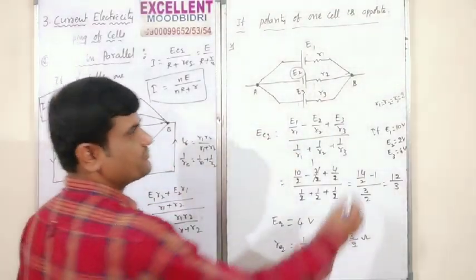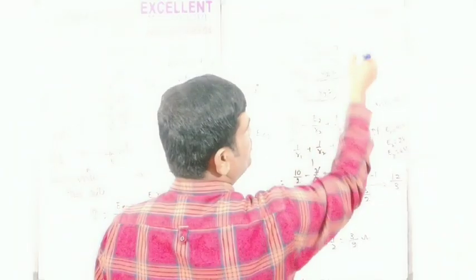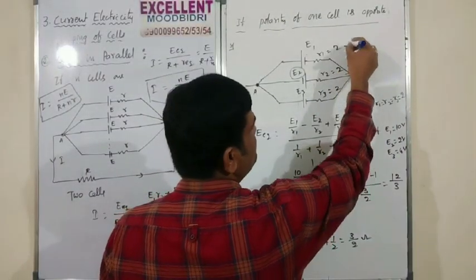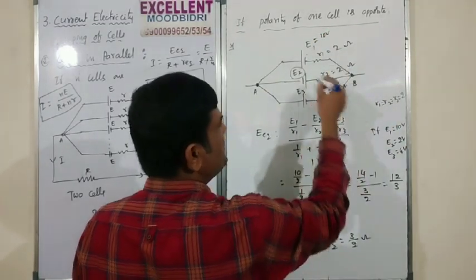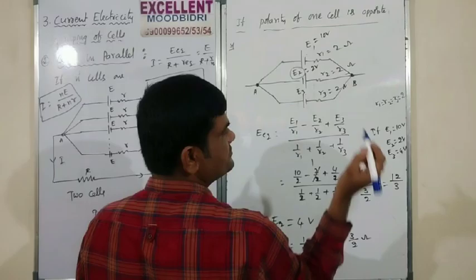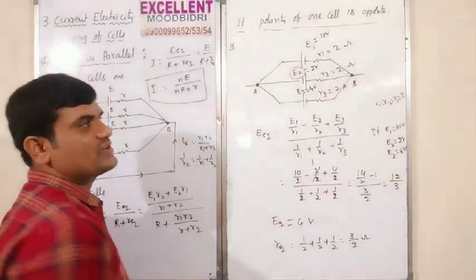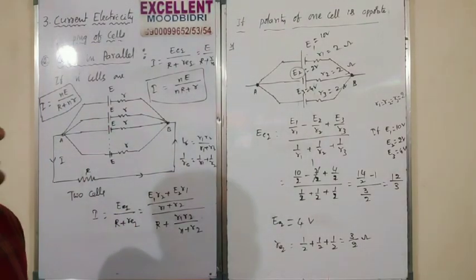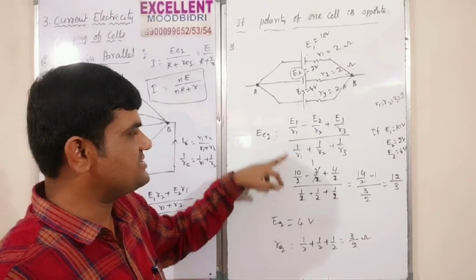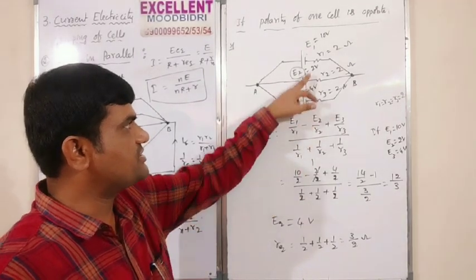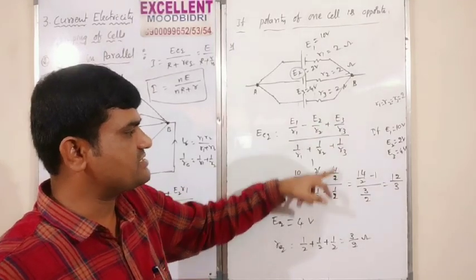For example, if R1 is equal to R2 is equal to R3 is equal to 2 ohms, E1 is equal to how much? 10 volt. Okay, E2 is equal to 2 volt and E3 is equal to 4 volt. Then what is the answer? Alright. So now the same formula we have to use. E1 is equal to 10, R1 is equal to 2, minus E2 is equal to 2, R2 is equal to 2, E3 is equal to 4, R3 is equal to 2.